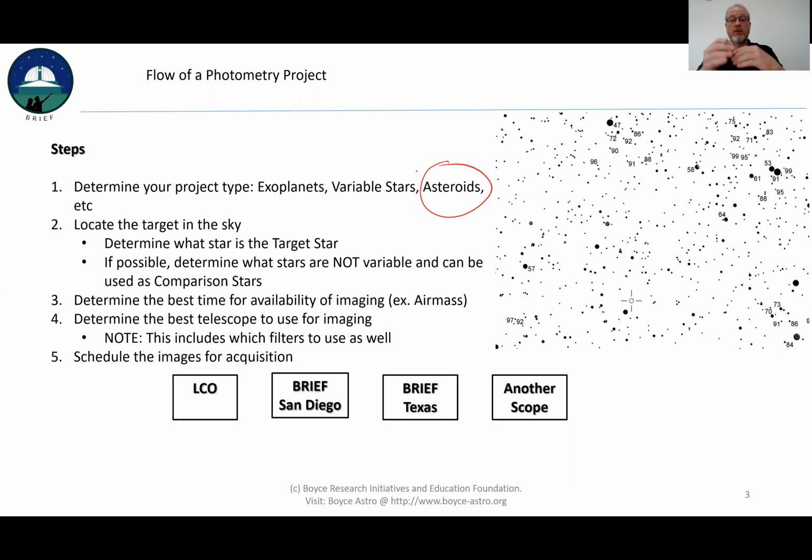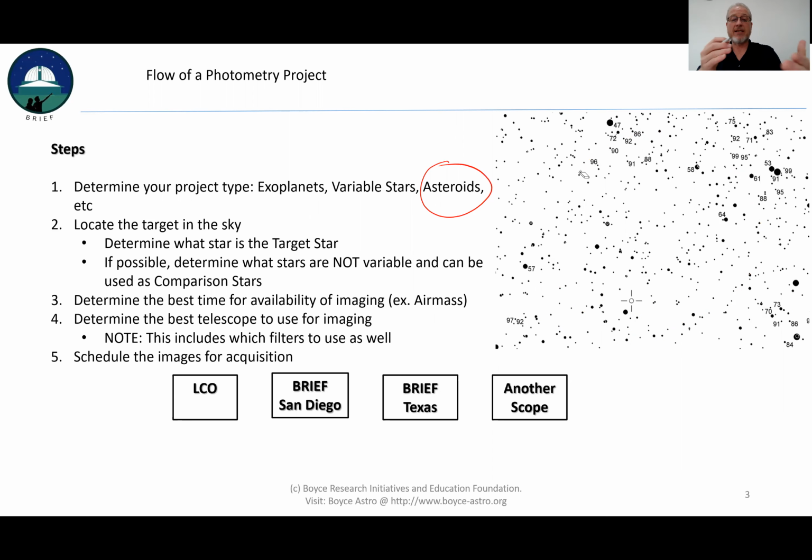If possible, determine what stars are not variable and can be used as comparison stars. So back to the Landolt standards, the APASS standards. In this example right here, I've used a map from the AAVSO that shows you confirmed magnitudes of non-variable stars that could be used as comp stars.